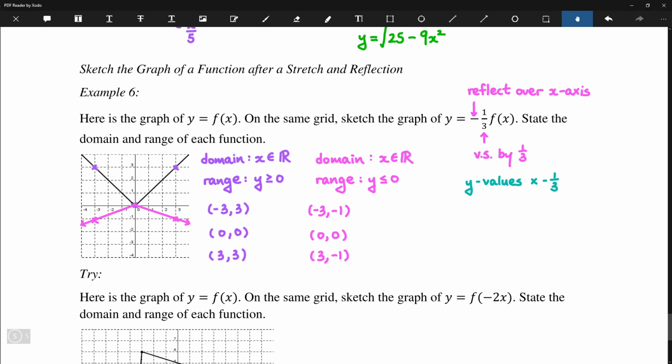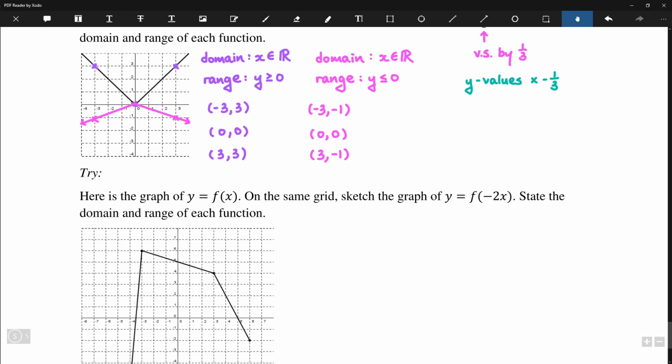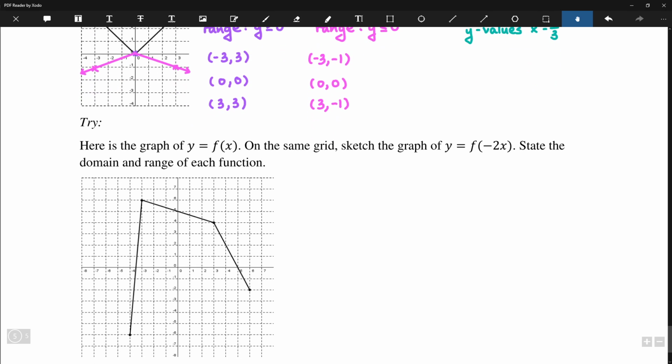Okay, so let's look at one more. A more complex looking graph. Let's begin by looking at the original points. There are 4 of them, 1, 2, 3, 4, moving from left to right. They were (-4, -6), followed by (-3, 6), followed by (3, 4), and finally (6, -2).